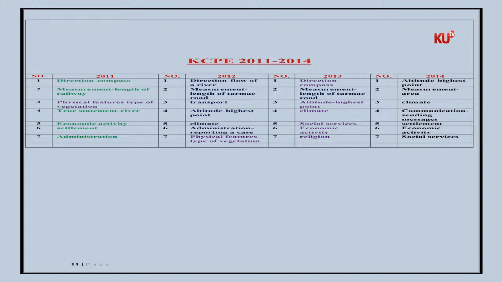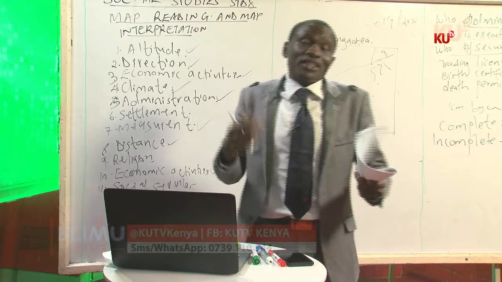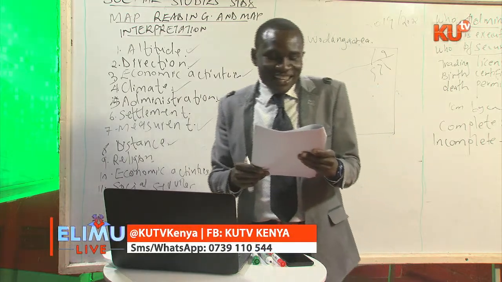2012, measurement, length of tarmac road. 2013, measurement, length of tarmac road. And then 2014, measurement, calculating area. Also, in the same table, I want you to look at economic activity. If you check clearly, all the areas set in 2011 were repeated in 2012, 2013, and 2014. Only the questions changed the language, the twisting of the questions changed.